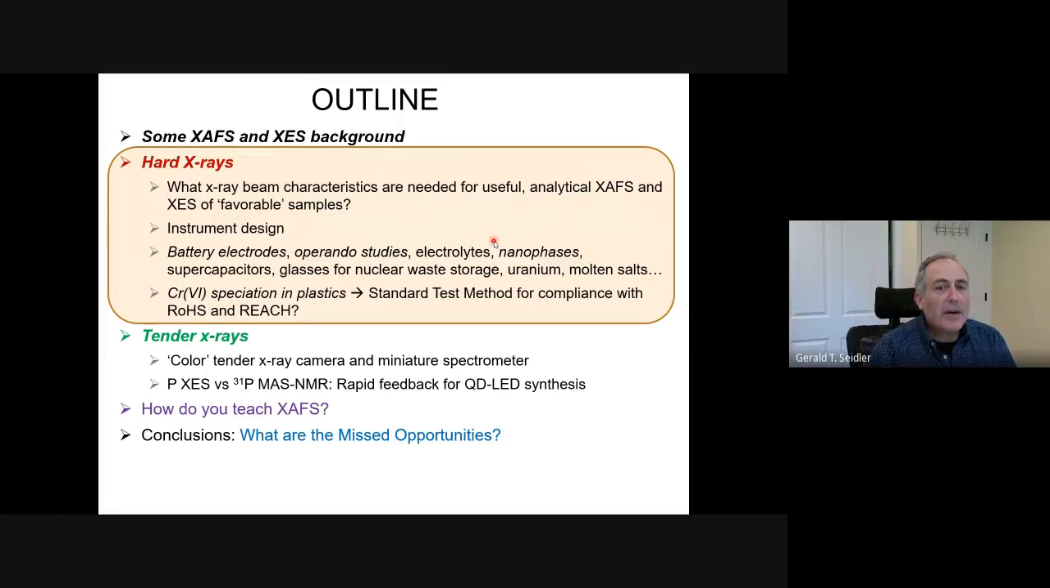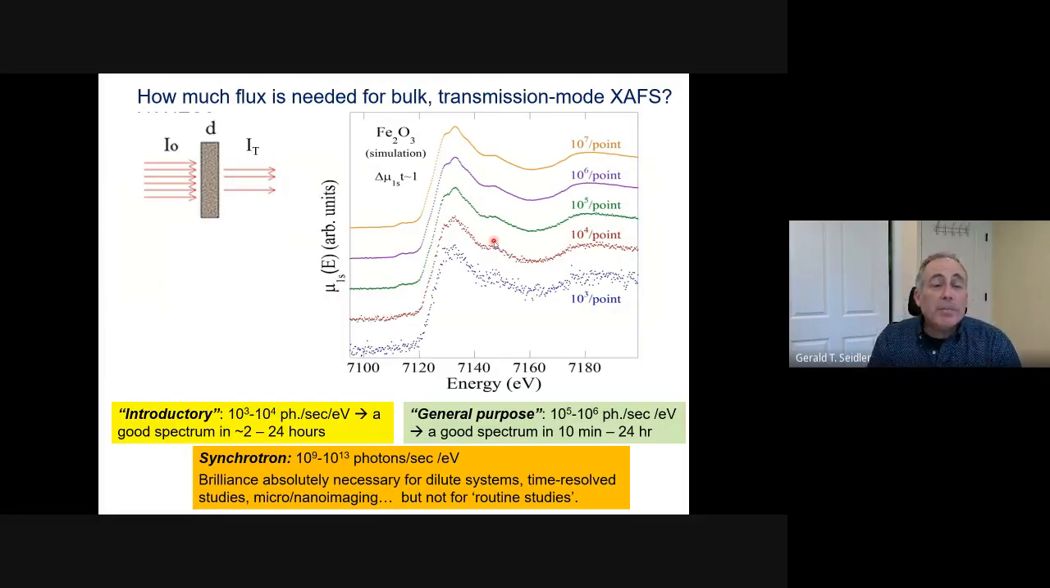So let's talk about hard X-rays, which for me means kind of 5 to 20 kilovolts. The simplest measurement for X-ray absorption you can do is exactly a transmission absorption measurement, where the absorption coefficient mu is the negative logarithm of the transmission over the incident flux. So here's the cartoon of the experiment.